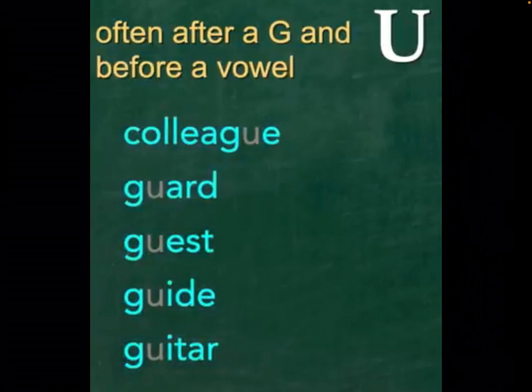Let's talk about U. You, yes, you is sometimes silent as well. U is often silent after G and before a vowel. For example, colleague, guard, guest, guide, guitar. Here, notice you are not hearing the U in any of my pronunciation. Again, colleague, guard, guest, guide, and guitar.